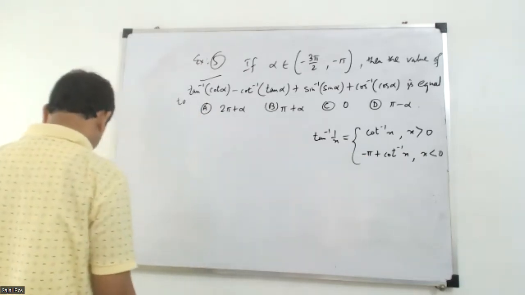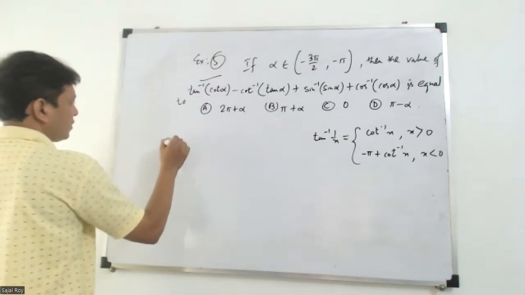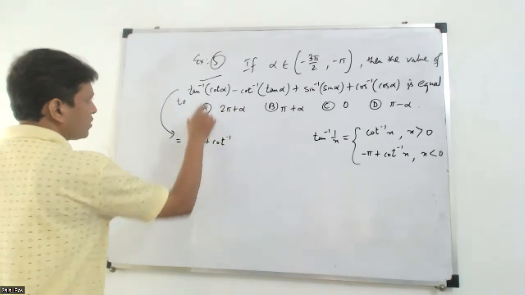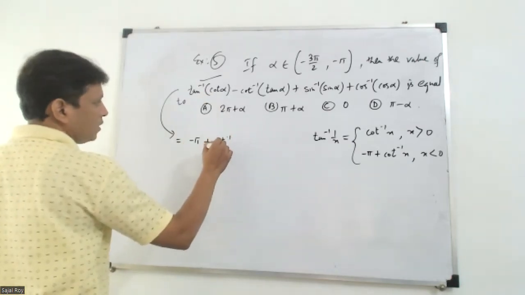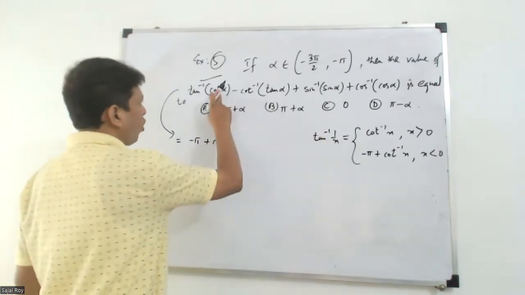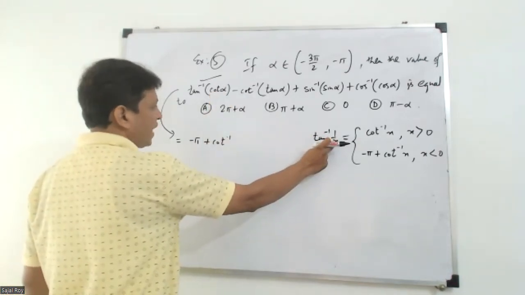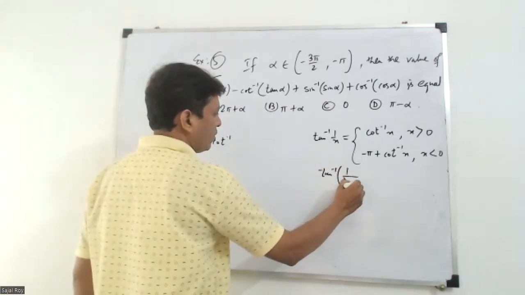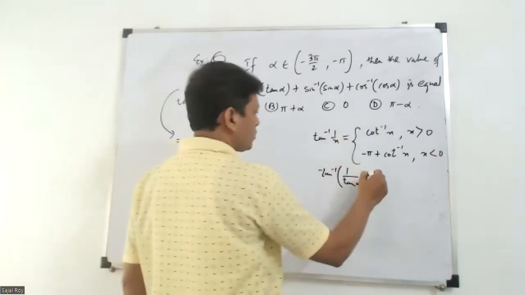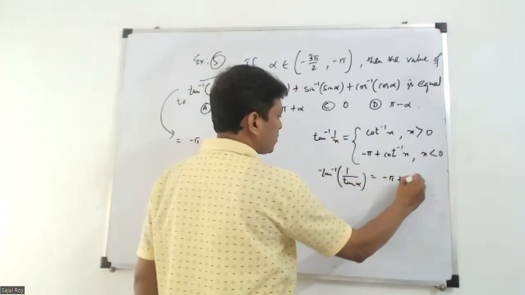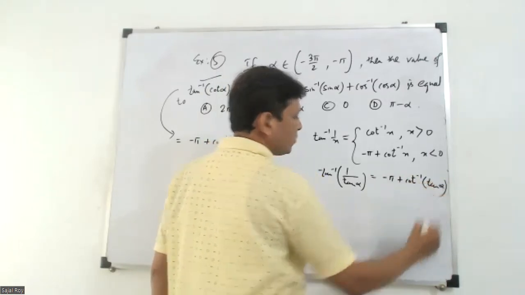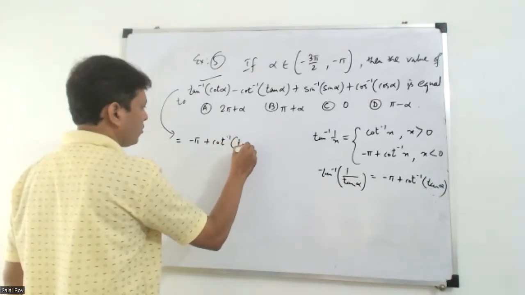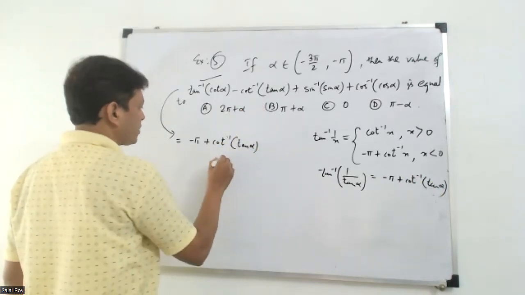Right? So I will write the expression as minus 5 plus tan inverse, cot alpha, which is 1 by tan alpha. So x is tan alpha. What am I writing here? Tan inverse of 1 by tan alpha. So this is going to be minus 5 plus cot inverse tan alpha, minus cot inverse tan alpha.